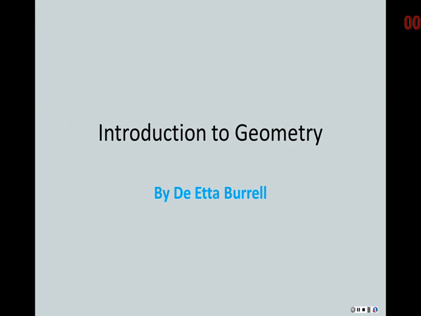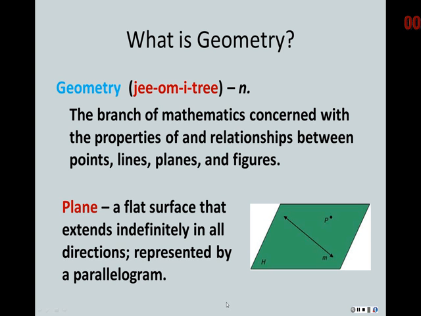Here, let me give you guys a definition. Here's a definition of geometry. The branch of mathematics concerned with the properties of and relationships between points, lines, planes, and figures. That's what geometry is. So it's part of mathematics, and there's some different properties. Now, properties mean like laws, postulates. That's what we mean by properties, that show the relationships between points, lines, planes, and figures.